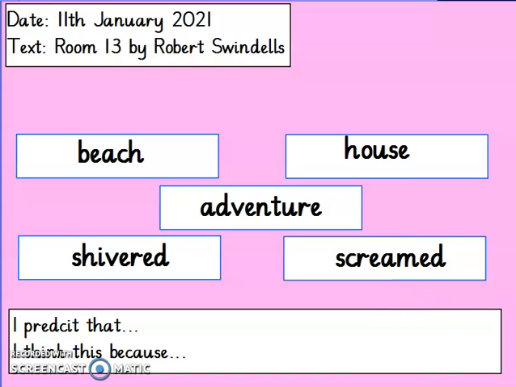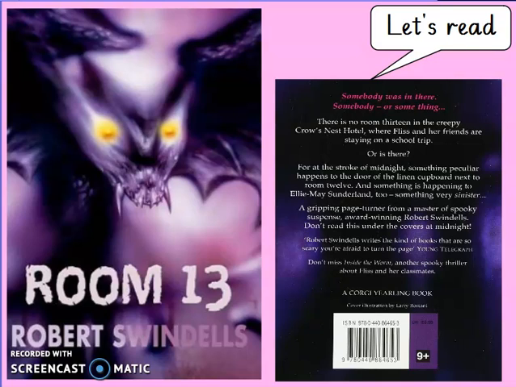Okay, now it's time to look at the blurb. The blurb for Room 13 says, somebody was in there, somebody or something. There is no Room 13 in the creepy Crow's Nest Hotel where Fliss and her friends are staying on a school trip, or is there? For at the stroke of midnight something peculiar happens to the door of the linen cupboard next to room 12, and something is happening to Ellie Mae Sunderland too. Something very sinister. A gripping page-turner from a master of spooky suspense, award-winning Robert Swindells. Don't read this under the covers at midnight.